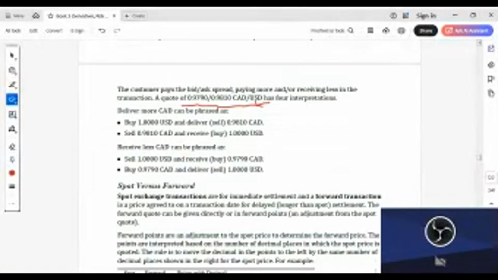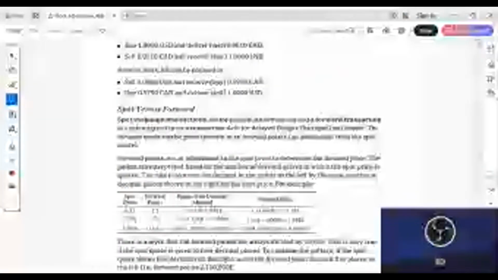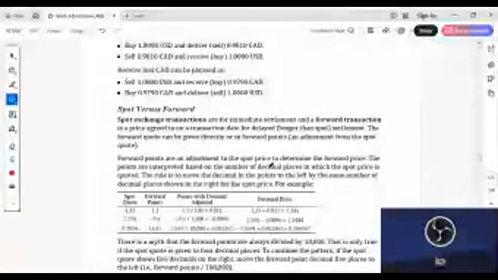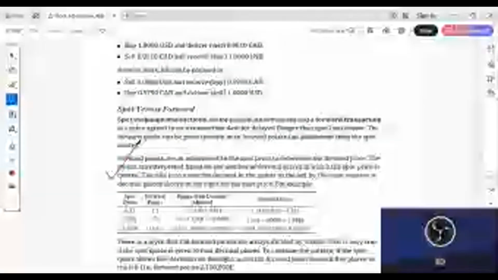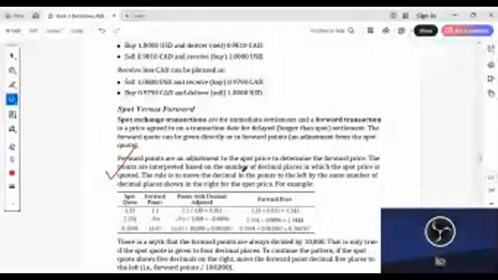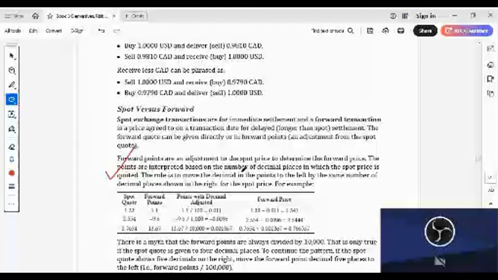Spot versus forward. Now, this is something new. So far, in L1 and L2, we were given to understand that a point means 0.01%, basically 1 divided by 10,000. There is a change as far as the level 3 curriculum is concerned.